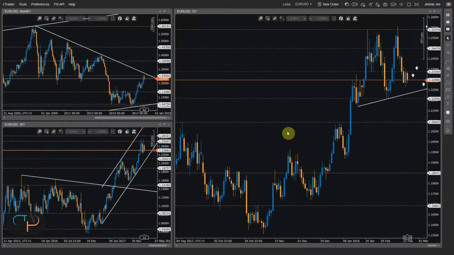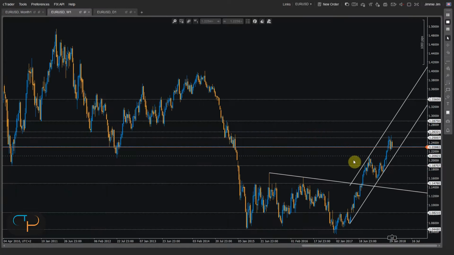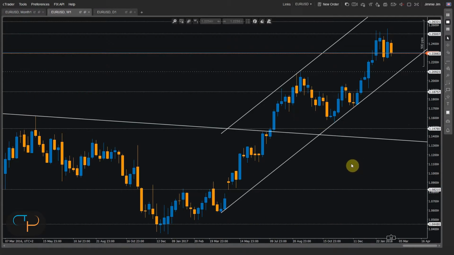Now I'll begin with the weekly chart in order to get the direction and then continue with the daily chart for further information and for the actual trading opportunities.